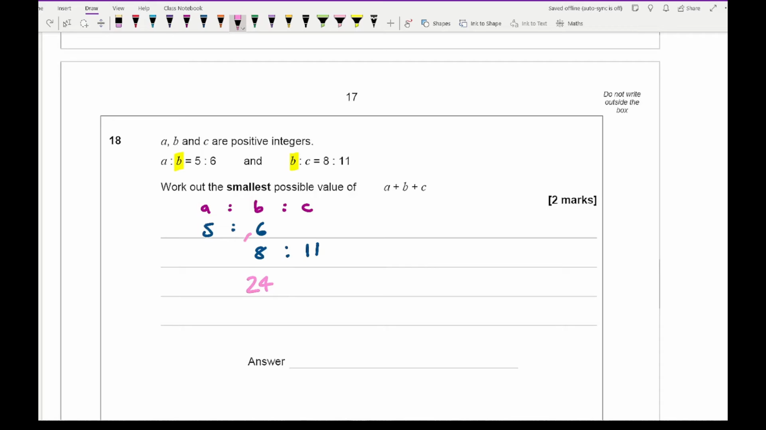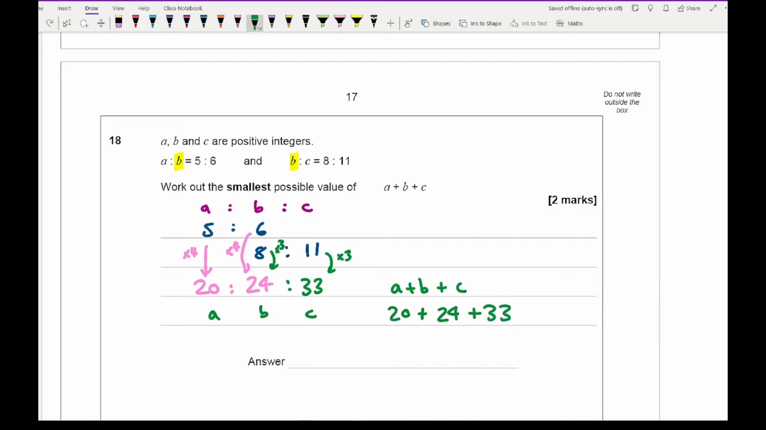Now to get from 6 to 24, I need to multiply by 4. So 5 times 4 is going to be 20. Then to get from 8 to 24, I need to times by 3. So 11 times 3 is 33. So these are the smallest possible values of A, B and C. So the smallest possible value of A plus B plus C is going to be 20 plus 24 plus 33, which on the calculator, if I add that up, is going to give me an answer of 77.